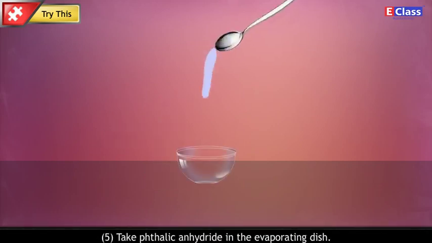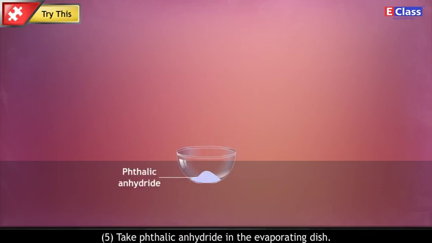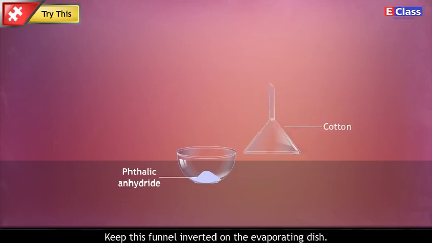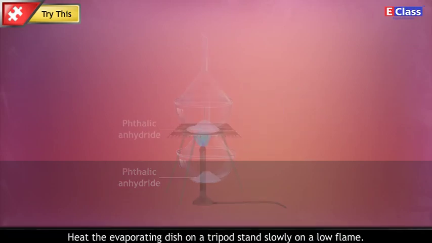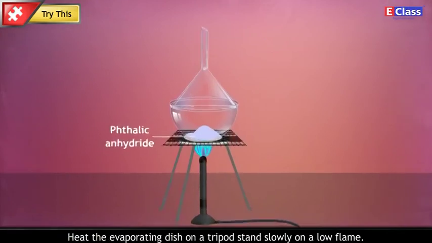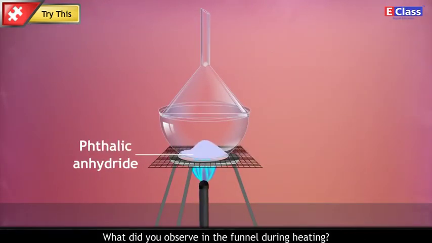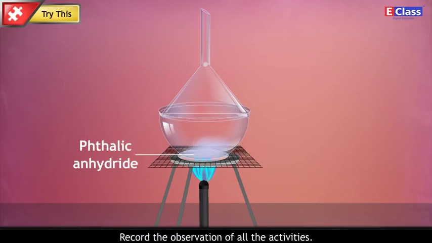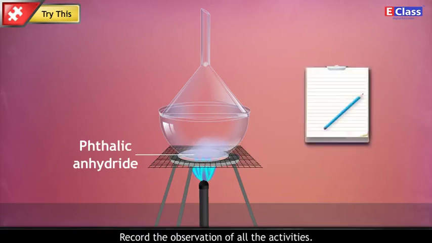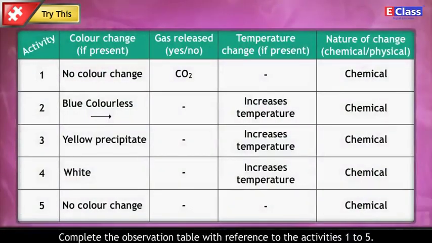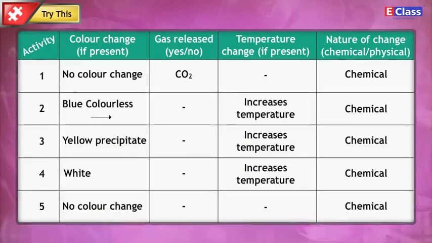5. Take phthalic anhydride in the evaporating dish. Close the end of the stem of a funnel with a cotton plug. Keep this funnel inverted on the evaporating dish. Heat the evaporating dish on a tripod stand slowly on a low flame. What did you observe in the funnel during heating? Record the observation of all the activities. What did you find? Complete the observation table with reference to the activities 1 to 5.